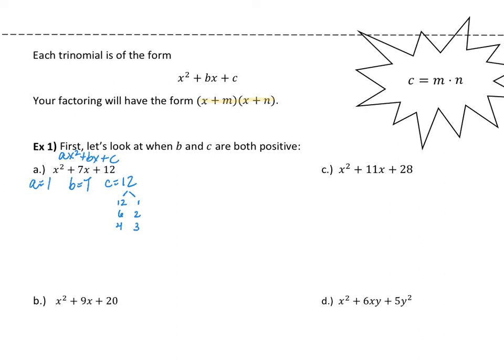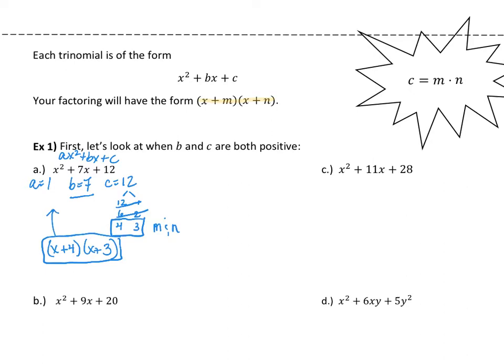Okay? So out of all of these, which one is going to add to give you 7? So 12 plus 1 is 13, so that doesn't work. 6 plus 2 is 8, and 4 plus 3 is 7. So that's the choice that we're going to use. So once you find your pair, this represents your m and your n. It doesn't matter which one's m and which one's n. Multiplication order doesn't matter. So we end up writing x plus 4 times x plus 3. So this is our factored form of the original trinomial at the top.